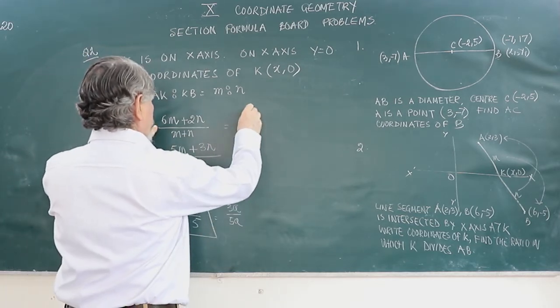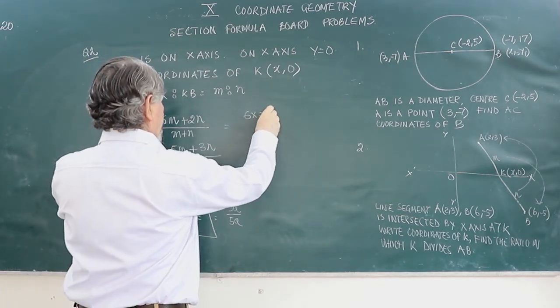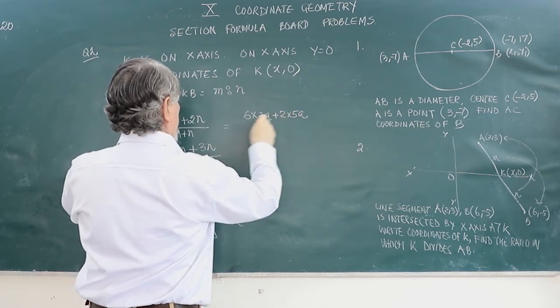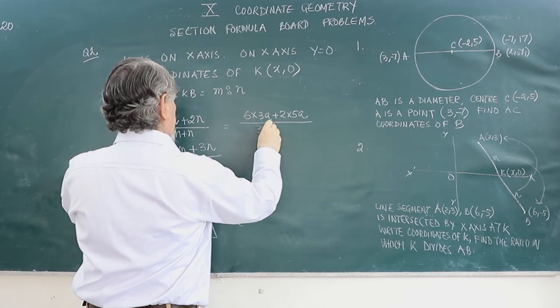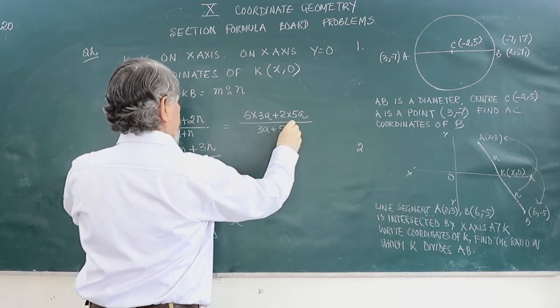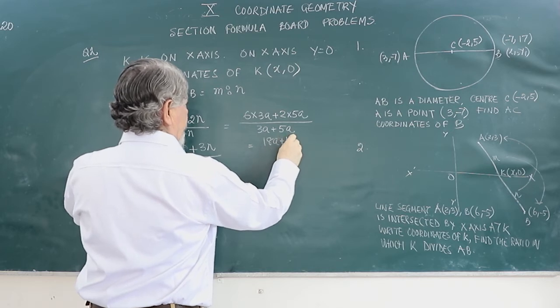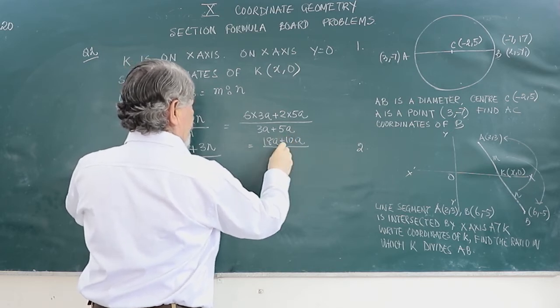Let us put the value 6 into 3a plus 2 into 5a upon 3a plus 5a. This will be equal to 18a plus 10a upon 8a.